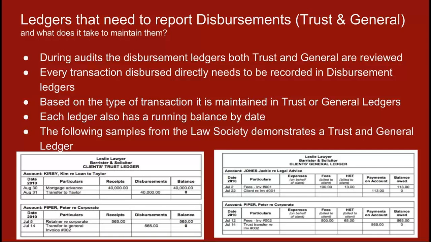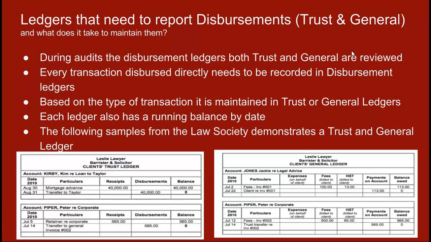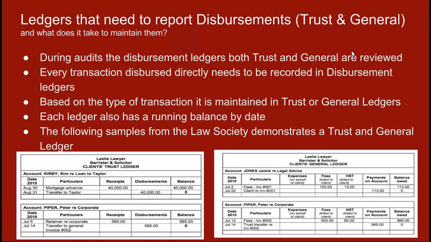So from August 30th when you received, in the particular example of Kirby, you have August 30th where you received that mortgage advance, and on 31st you did a trust transfer. The running balance of 0 is critical for you to keep in mind. Okay. Now let's move over to the right-hand side.